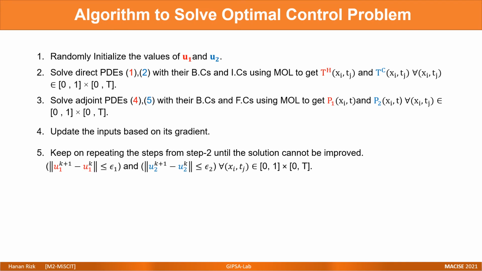Now, we derived the necessary condition of optimality using calculus of variations and solved the system PDEs and the adjoint PDEs using the method of lines, as we saw before. Now we define a gradient descent algorithm to solve the optimal control problem, which can be summarized in the 5 steps shown.